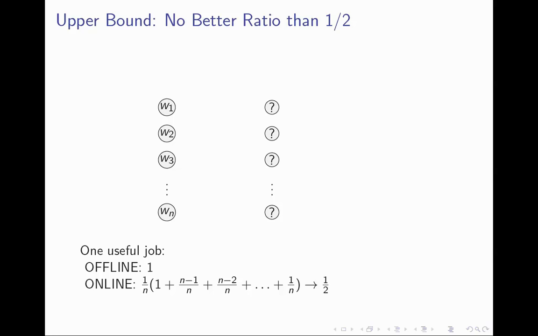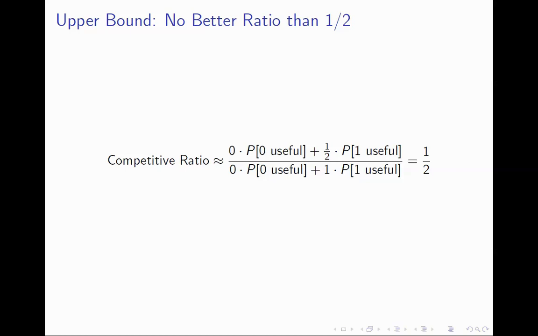Okay, so how does that actually give us the competitive ratio? Well, we conditioned on the event that just one useful job arrives. If 0 useful jobs arrive, both the online and the offline algorithm score a utility of 0. And because the useful jobs arrive with a very small probability epsilon, I'm going to claim that the probability of 2 useful jobs arriving is effectively 0. So we just need to calculate the utility gained from 0 useful jobs arriving times the probability of 0 useful jobs arriving, plus the utility of 1 useful job arriving times the probability of 1 useful job arriving.